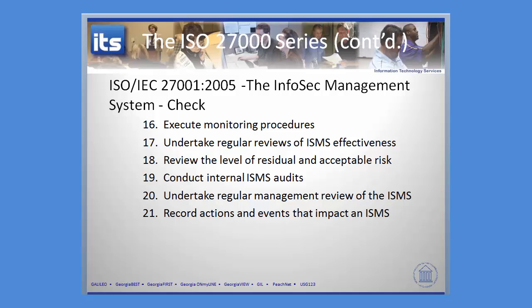During the check phase, what we're going to do is execute our monitoring procedures. So we're monitoring those operations that we put into place during the do phase. We're going to do regular reviews of effectiveness, review the level of residual and acceptable risk to the entire program, do some audits against ourselves, and then do a regular managerial review of that information security management system and record actions and events that could impact it. So you've started with planning, you then implemented it, now you're checking that actual implementation, and that only leaves the last step, and that is to act.